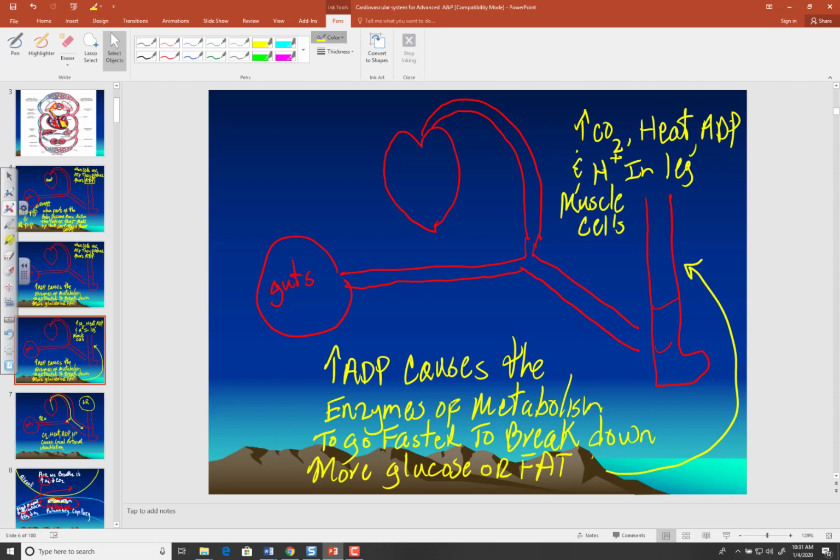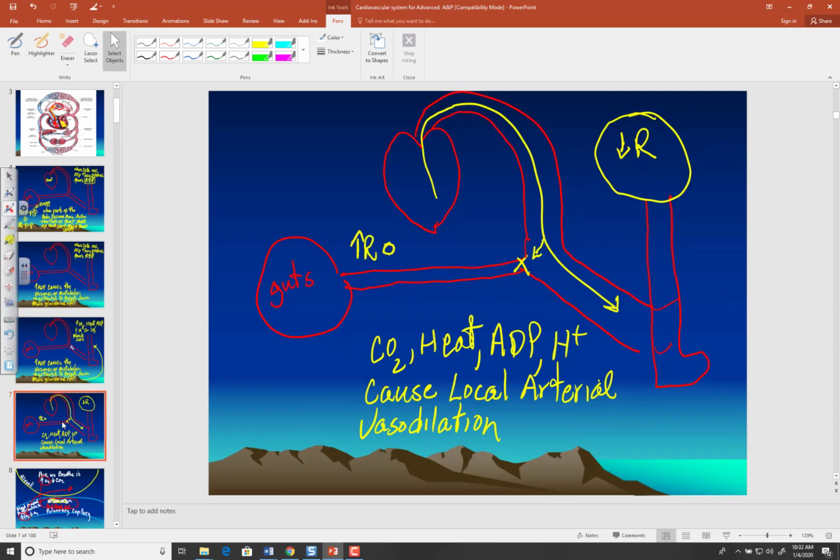Well, what vessels carry the oxygenated blood? Well, it's the systemic arteries, right? So you got to get more oxygen to your legs. So we also learned that CO2, heat, ADP, and hydrogen ions, the byproducts of metabolism, cause arteries to dilate. They get bigger.